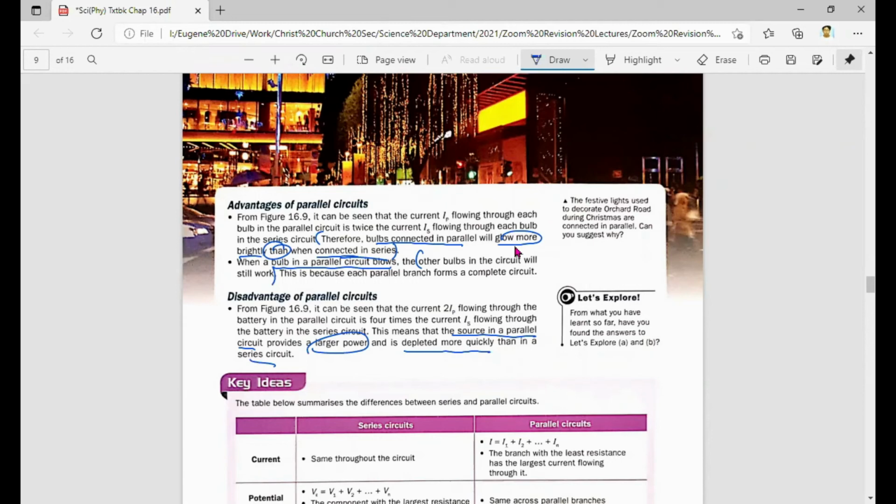Or your electrical source. Right? Quite common sense. So two advantages for you to take note, one disadvantage for you to take note. Now, the key idea is comparing series and parallel. In a series circuit, the current is the same throughout the circuit, but in parallel, the sum of the current in each branch will add up to the total current, or the current in the main branch.